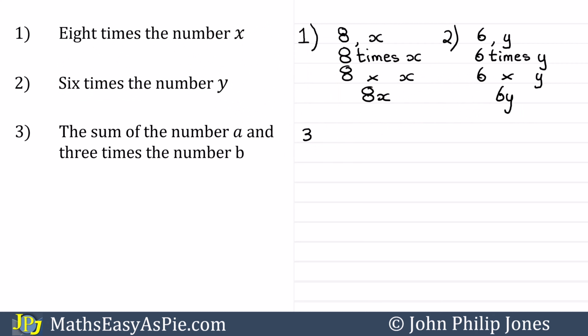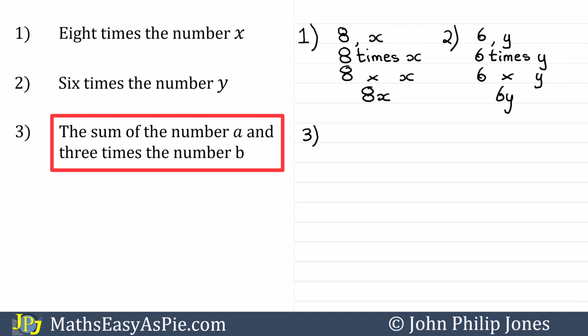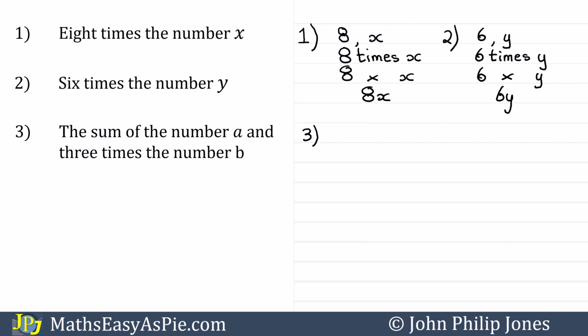Let's consider 3. It says the sum of the numbers a and 3 times the number b. I'm going to extract the following. Symbol a, the symbol b. I also know I'm going to have 3 because it's 3 times something. And I'm going to have the sum, which is another word for let's add something together.